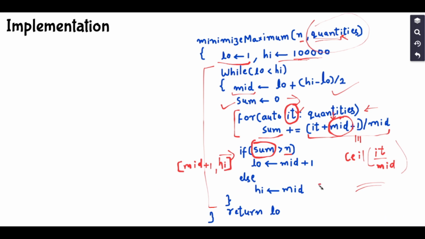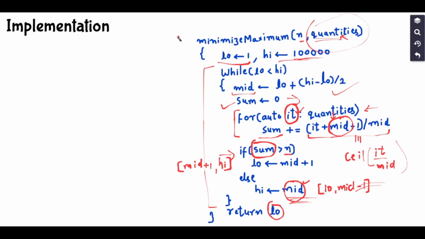Otherwise, reinitialize the range to low to mid or mid minus 1, while this mid can be the potential answer. Mid can be the potential answer because I could deliver the product to all of my n stores such that the quantity or the maximum product delivered does not exceed this mid. So this can be the answer. Fine. So at the end I will return this low, which will store the final answer to this problem.